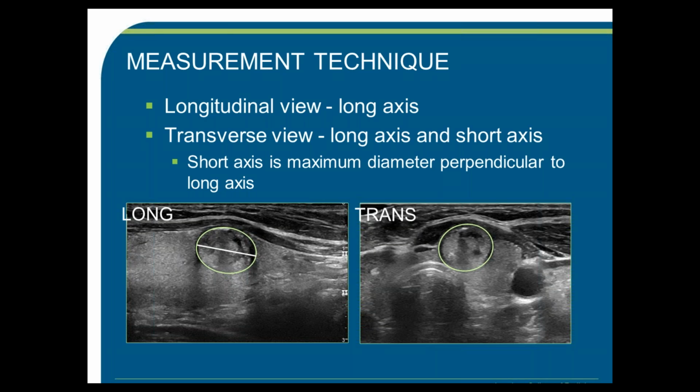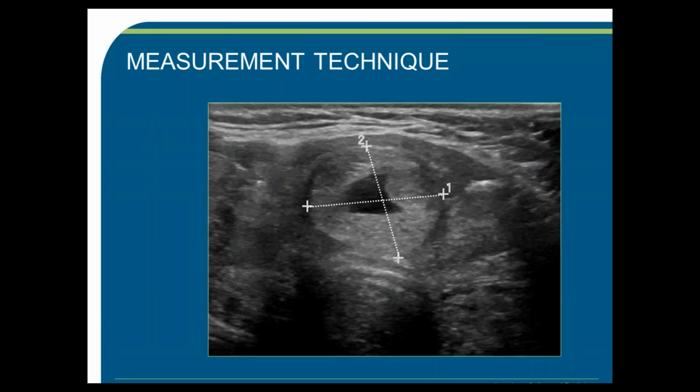If we outline the nodule here on this transverse view, we can see that the long axis of the nodule is in this orientation. So that would be one measurement. And then you develop a line perpendicular to the long axis, and you move that line to the point where the nodule is maximum diameter. So this would be the second measurement in the transverse view. So one measurement on a longitudinal view and two measurements on the transverse view.